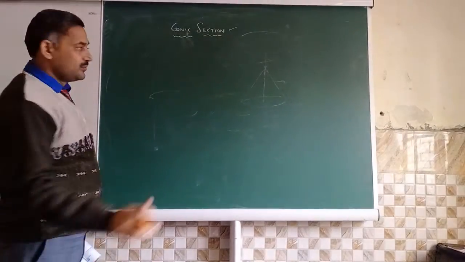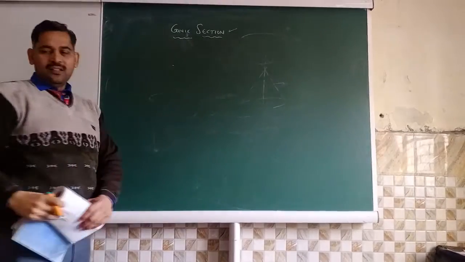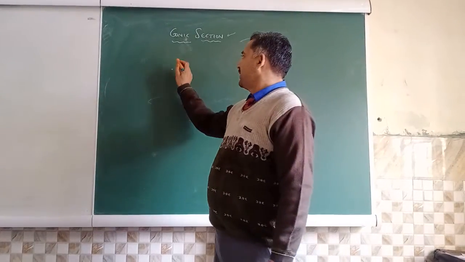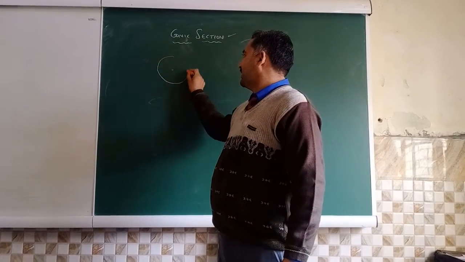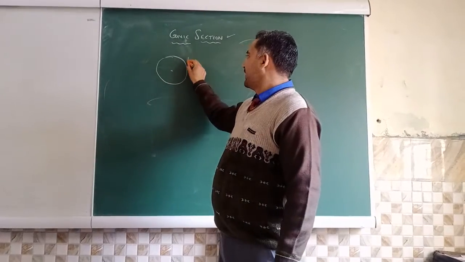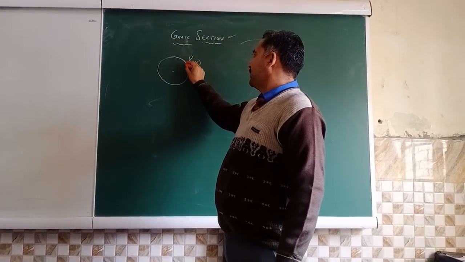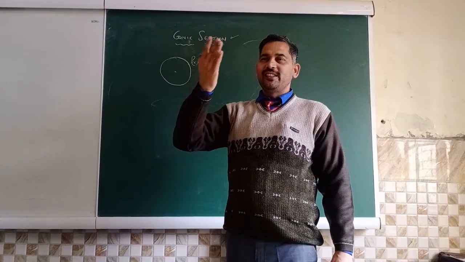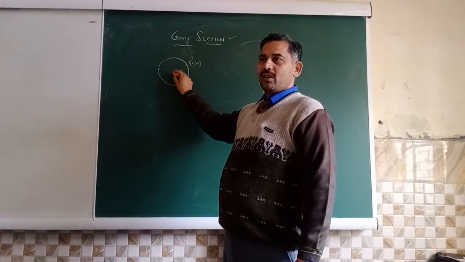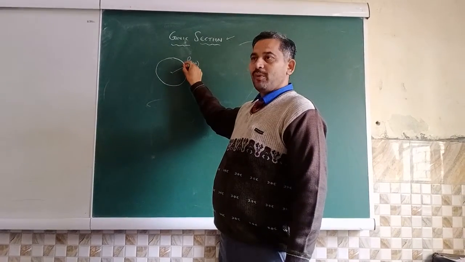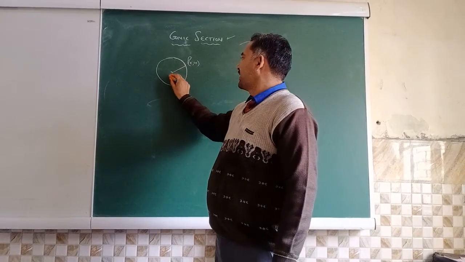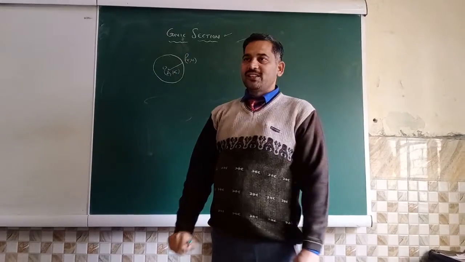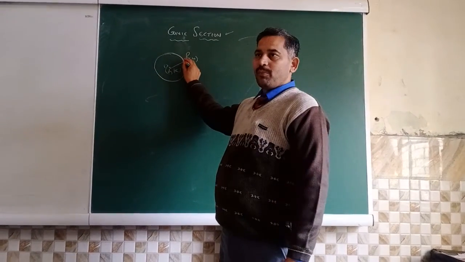What is the circle? Listen, children. A circle is the path of points moving in a plane such that their distance from a fixed point, that is known as the center, is constant. This is the moving point. This is the fixed point. Center H and K we can put here. Let the center be (h, k), and this is the moving point.